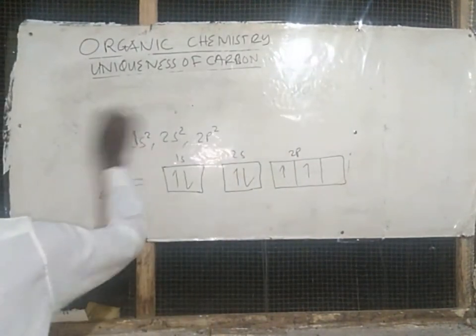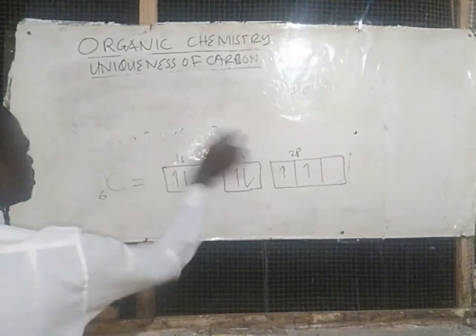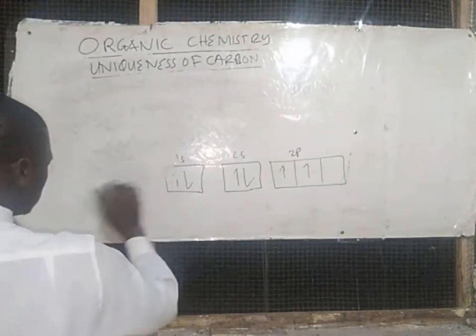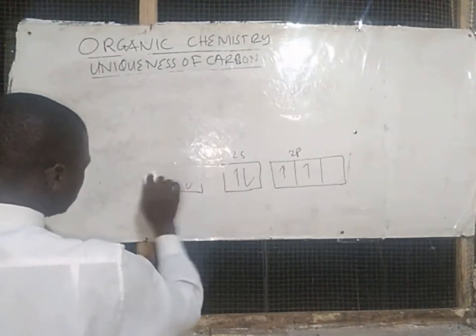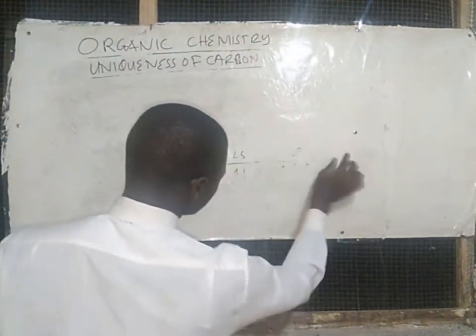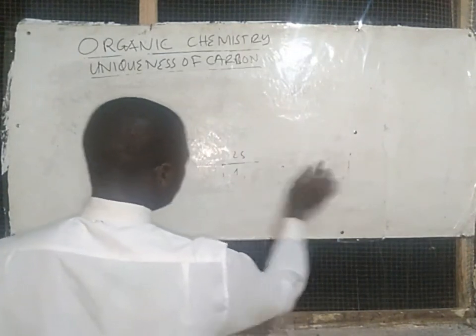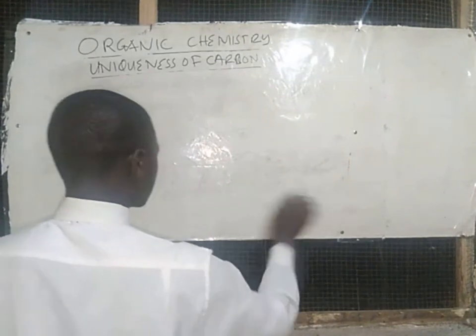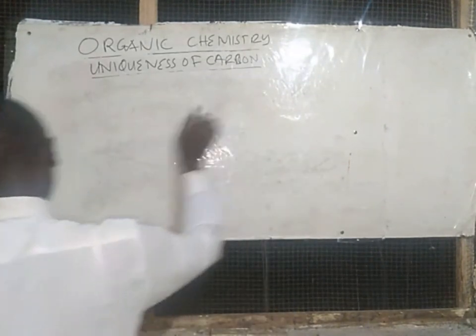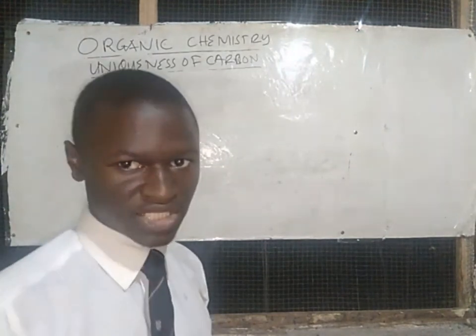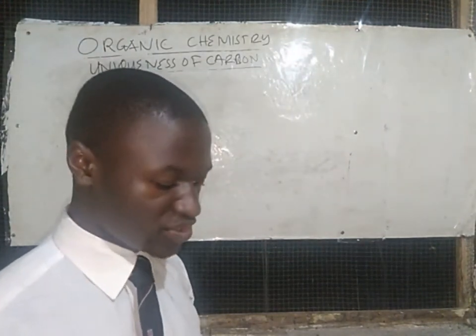So we are discussing the uniqueness of carbon because all organic compounds contain carbon, and not only do they contain carbon, but also the carbon in the organic compound shows uniqueness. The organic compounds are not similar to how inorganic compounds are. That's why we're discussing the uniqueness of carbon.